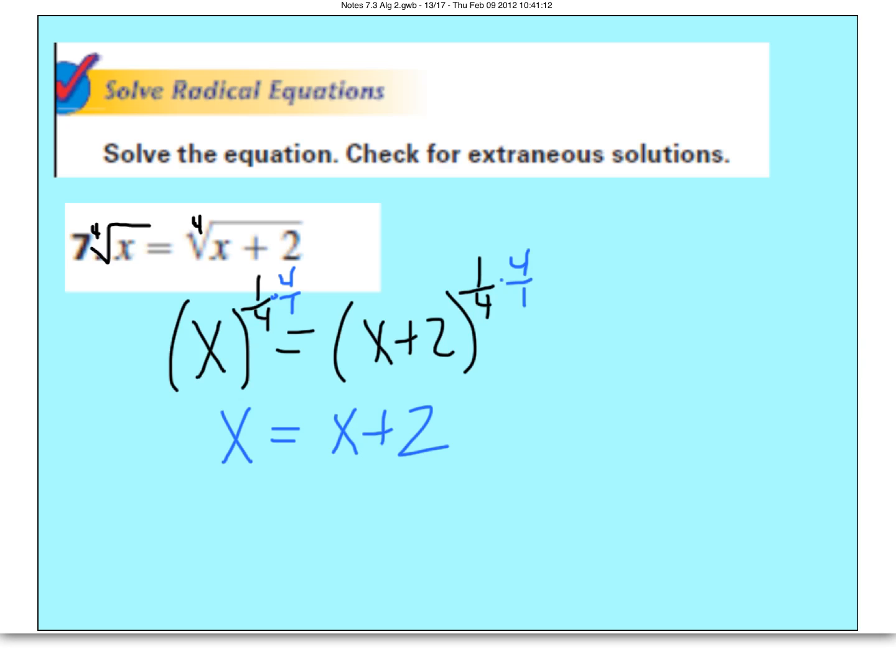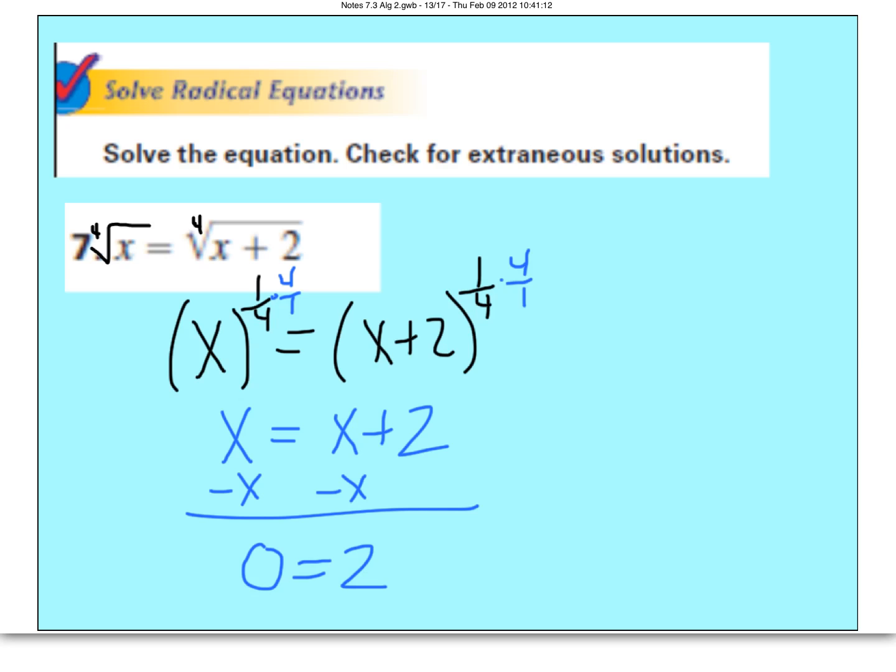If I solve this equation, I'm going to subtract x from both sides. x minus x is 0, and 0 equals 2. Two issues right here. One, the x is gone, so I don't even know what x is anymore. It completely disappeared. The second issue is it says 0 equals 2. Well, that completely makes no sense. 0 equals 0, or 2 equals 2.